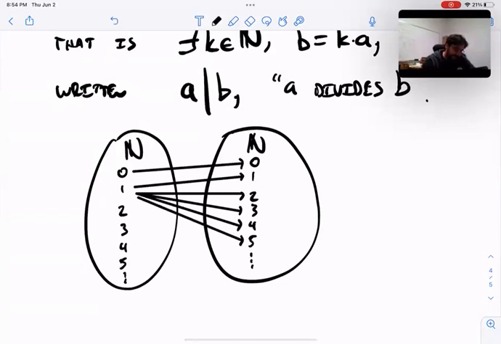So one divides everything, right? Then two divides zero because two times zero is zero, right? Two divides two because two times one is two, right? Two divides four and so on, right? Three divides zero, three divides three, three divides six, which I didn't write on there, right?